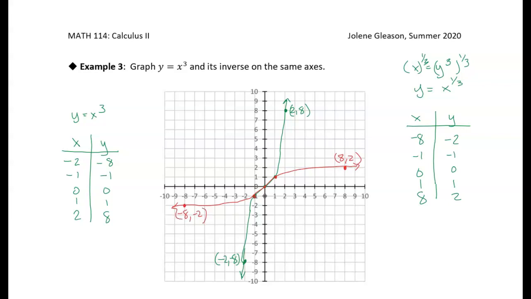When you do that, let me get another pen here. You can see it's symmetric. The inverse is just a reflection across the y equals x line. So let me graph this: this is y equals x. It's just a reflection.